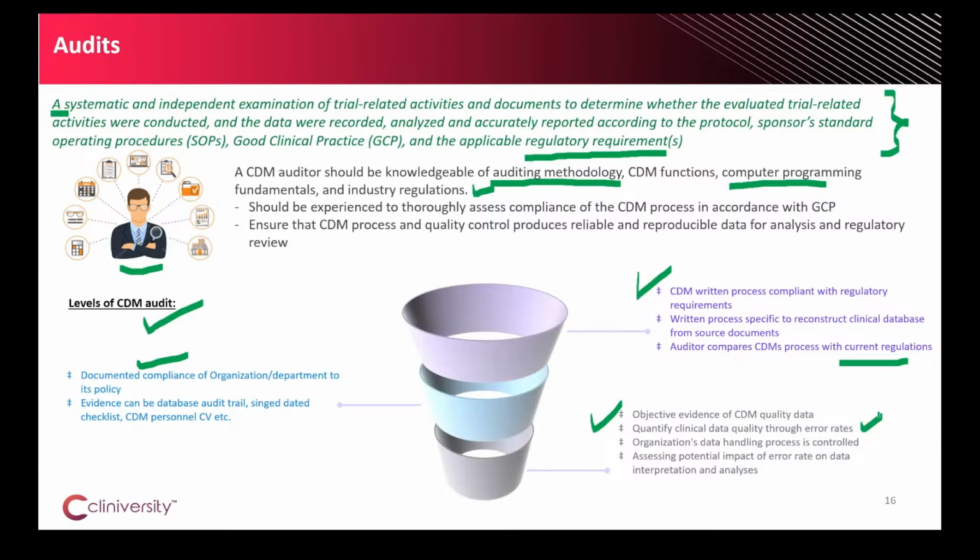Additional objective evidence may include data demonstrating that an organization's data handling process is operating in a state of control. Another type of important evidence is the assessment of the potential impact of the error rate on the interpretations of the data that are ultimately derived from the data. Now, this type of assessment may be carried out by departments outside the CDM, but the results provide CDM with information that may ultimately improve the CDM processes.